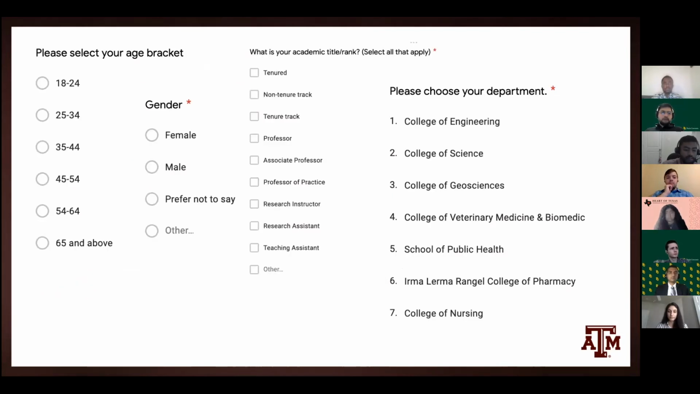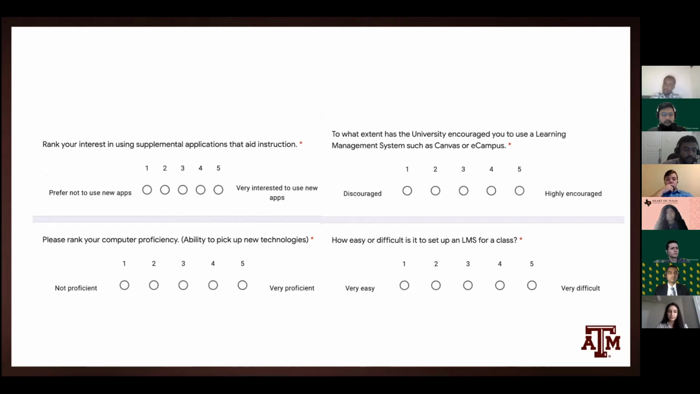So here are some questions that I ask in the instructor survey. I first ask questions that collect some demographic data on the professors. This will be useful in creating our groups or samples for statistical analysis. And these questions target the motivational theories. As you can see in the top right question, we ask about the extent to which the university has encouraged the use of LMS, and this targets the motivation hygiene theory. And the other questions target the diffusion of innovation theory.